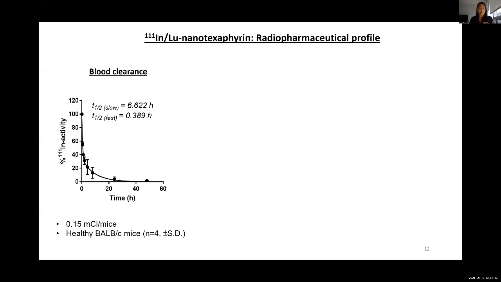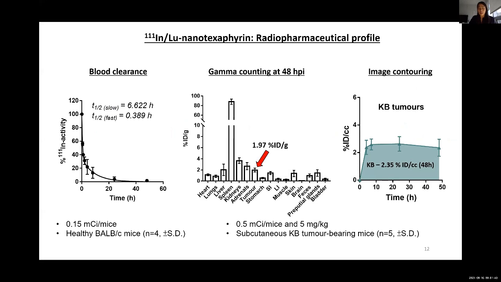We further investigated the PK of our nanoparticles, leveraging this indium-111 radioactive property. We found that our nanoparticles have an elimination half-life of 6.62 hours in the healthy BALB/c mice model that we use. We can also see from ex vivo gamma counting that the biodistribution and radioactive deposition of our nanoparticles show that there is tumor accumulation of around 1.97% ID per gram, but with the majority of nanoparticle accumulating in spleen and liver as we expected. And for image contouring, we can see that this data at 48 hours coincides with our imaging contouring data, in which we can see that the nanoparticle retained in the tumor with a peak accumulation at 8 hours.